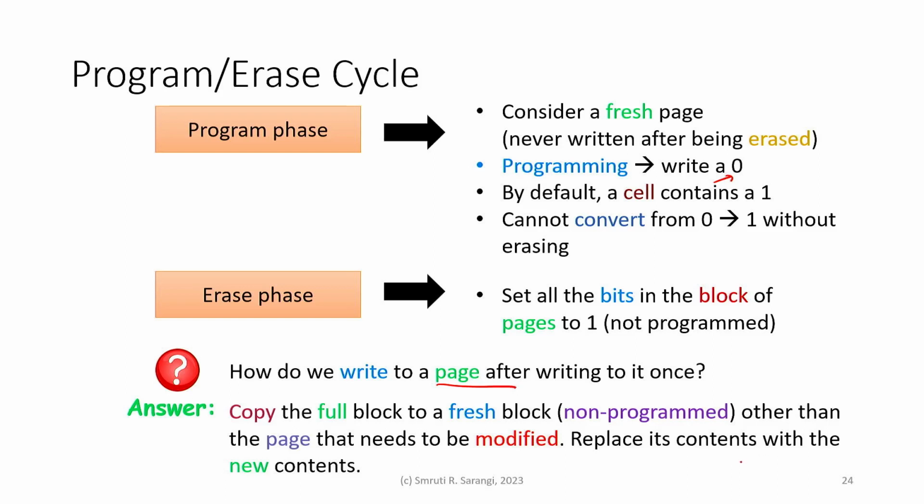How do you write to a page after writing to it once? Well, what you do, again, bad idea, but what can we do? Copy the full block to a fresh block somewhere else on the device, which is not programmed, other than the page that you intend to modify. In the fresh block, you replace the contents of that page with the contents of the modified page, which basically means that you go to that page and look at every bit. If it is 1, and you wanted it to be 1, let it be, or if you want to convert a 1 to a 0, then you program, right?